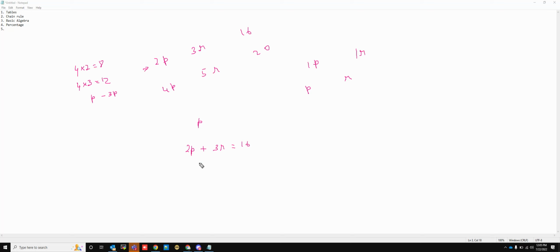Okay, so Sharmi, what will be the next equation? 4P, and 5R. Yeah, tell me. Okay, 4P plus 5R is equal to 20. Now you have framed equations. These are two equations. And how many unknowns are there? There are two unknowns.